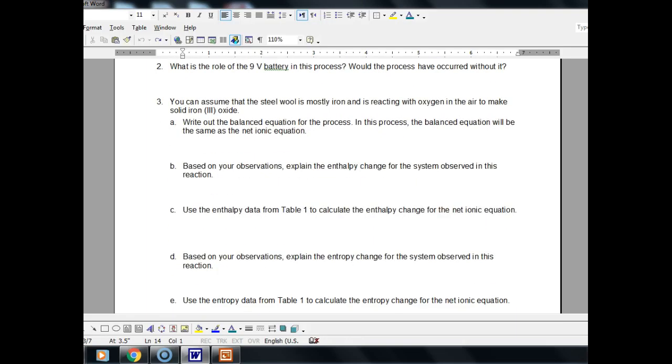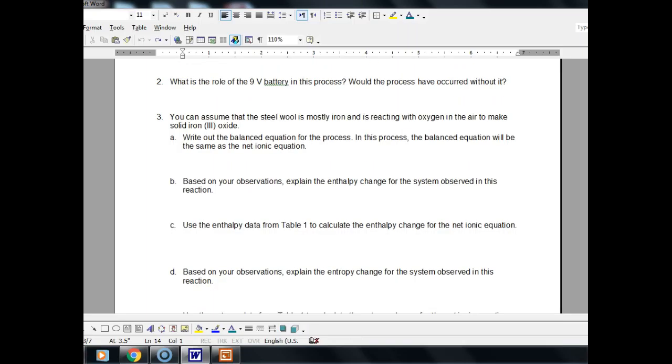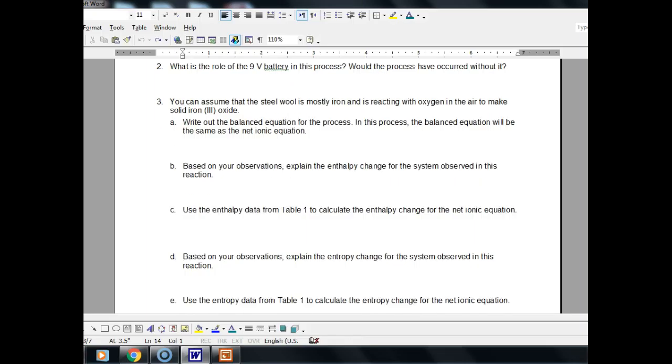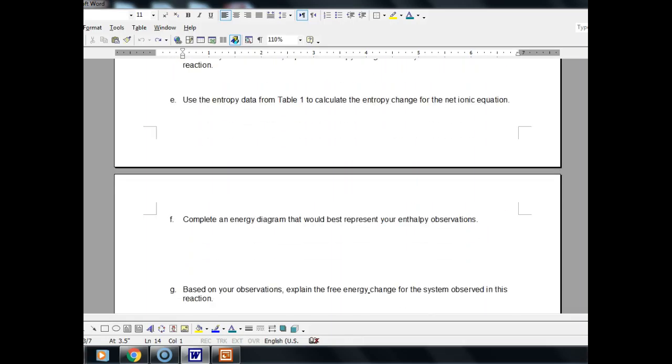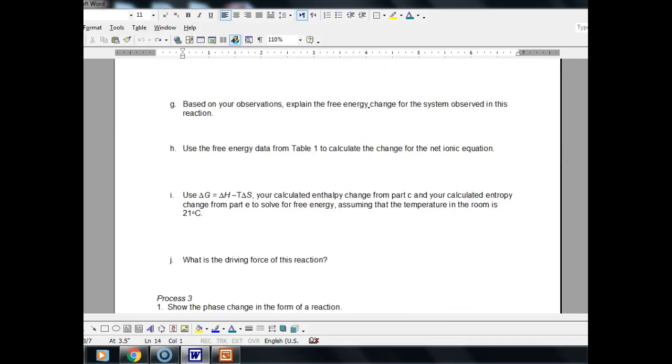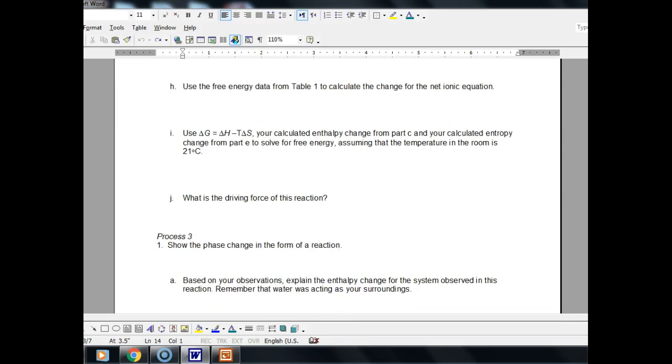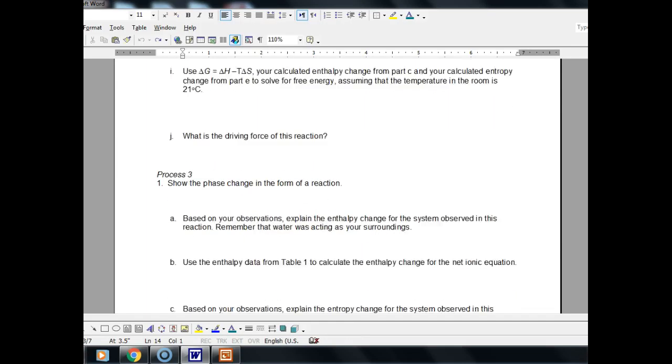You are told the reaction was basically steel wool, which was a source of iron, and then the oxygen in the air made iron(III) oxide. Write your equation for this, and then you're going to talk about the enthalpy changes, the entropy changes, make an energy diagram, talk about the free energy changes, and then talk about the driving forces again.